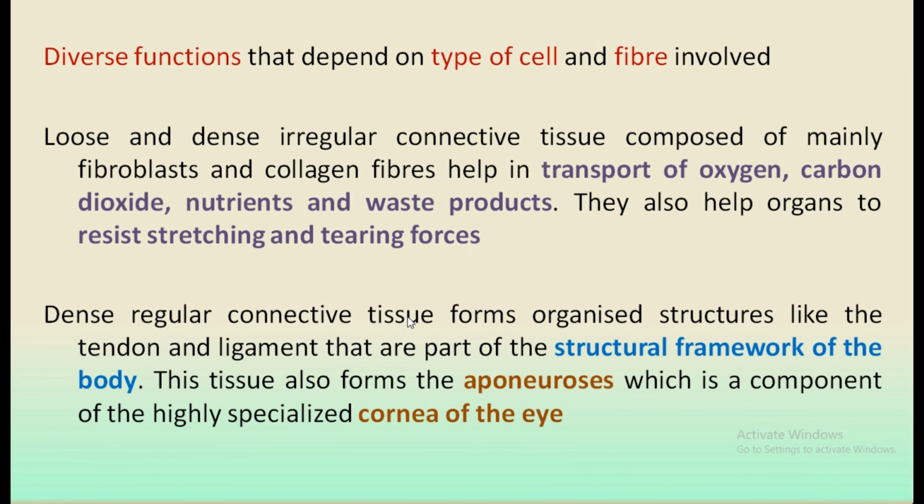The dense regular connective tissue forms organized structures like the tendon and ligament that are part of the structural framework of the body. The dense regular connective tissue also forms the aponeurosis, which is a component of the cornea of the eye.